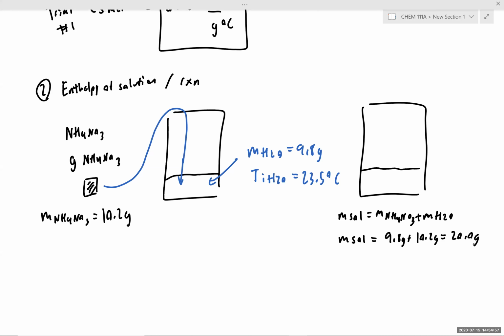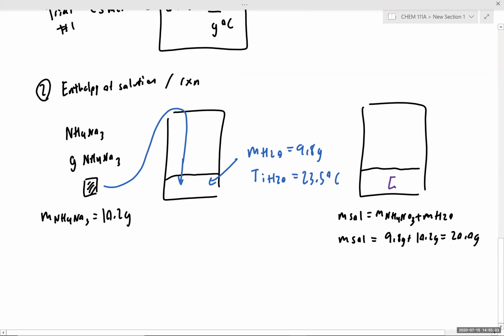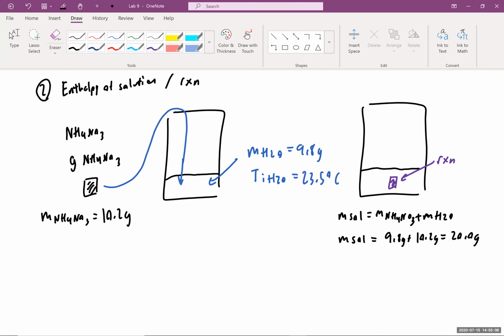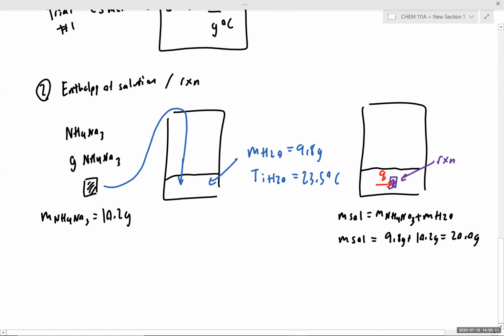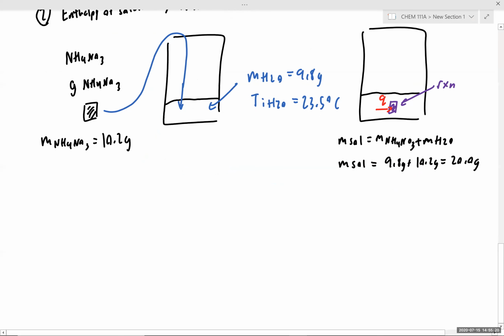Okay, so with that established, I'm going to draw an imaginary box to represent our reaction. So our reaction is going to exchange heat with our surroundings. In this case, it's going to absorb heat from our surroundings because it's a cold pack. It's an endothermic process because it's absorbing heat. So at the end of our process, we're going to have a solution.